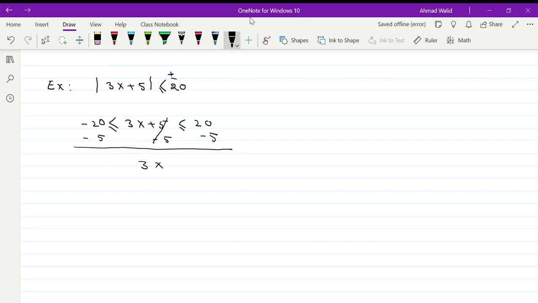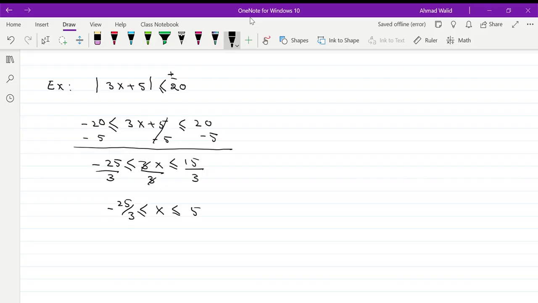3x less than or equal to 15, greater than or equal to negative 25. Divide all sides by 3, then x is less than or equal to 5, greater than or equal to negative 25 over 3.